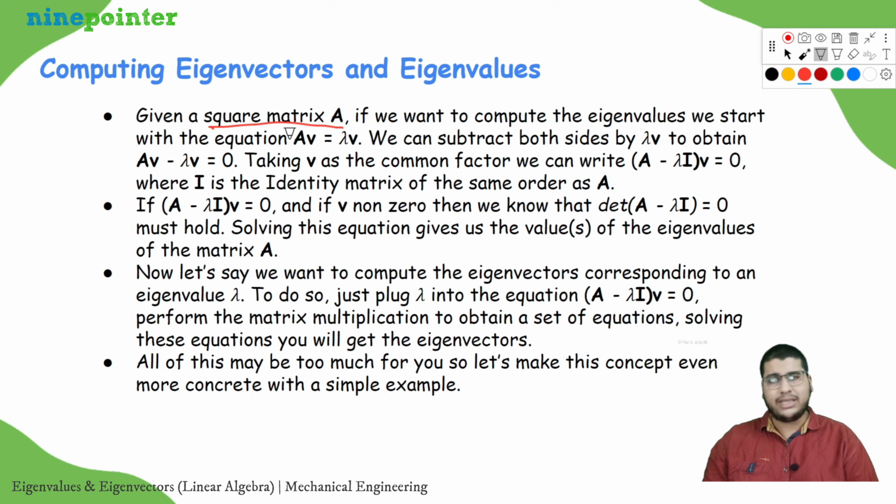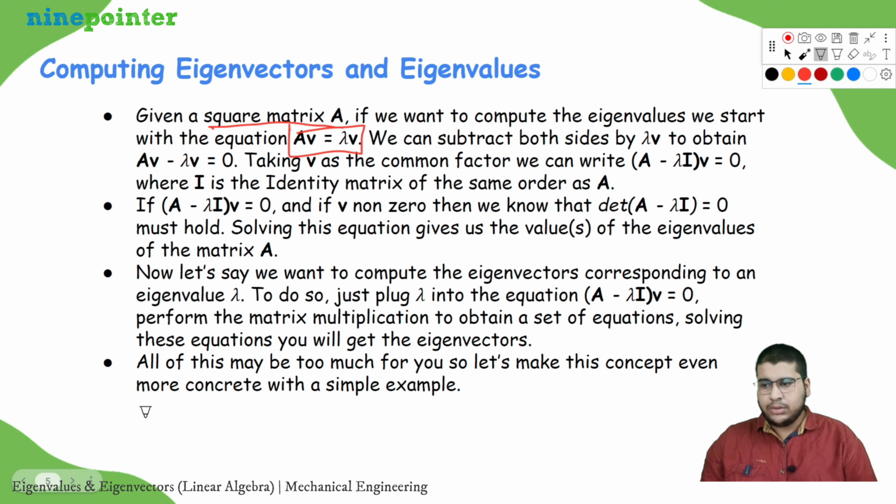Given a square matrix A, we can compute its eigenvalues by starting with the eigenvalue equation, of course, and then subtracting lambda V on both sides of this equation. If we do that, we get AV minus lambda V equal to 0. Now, if we take V as the common factor and take it out, we get (A minus lambda I) times V equal to 0. All right. Here I is the identity matrix, which is the same order as A.